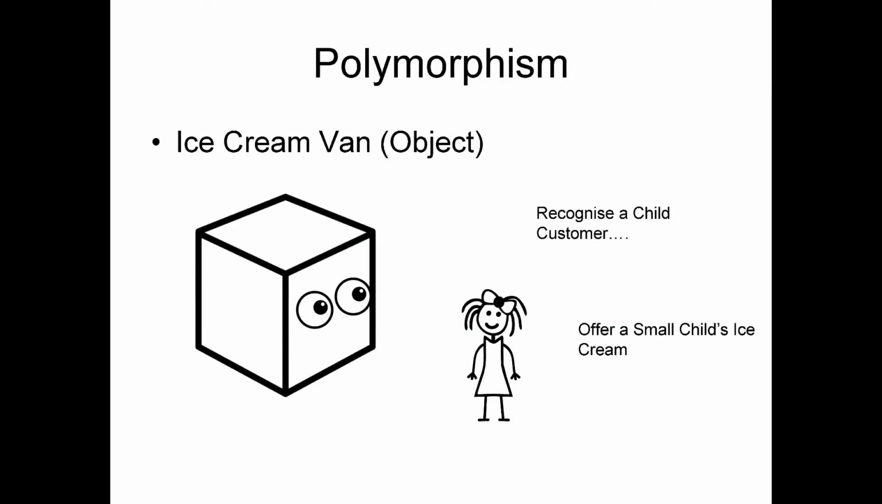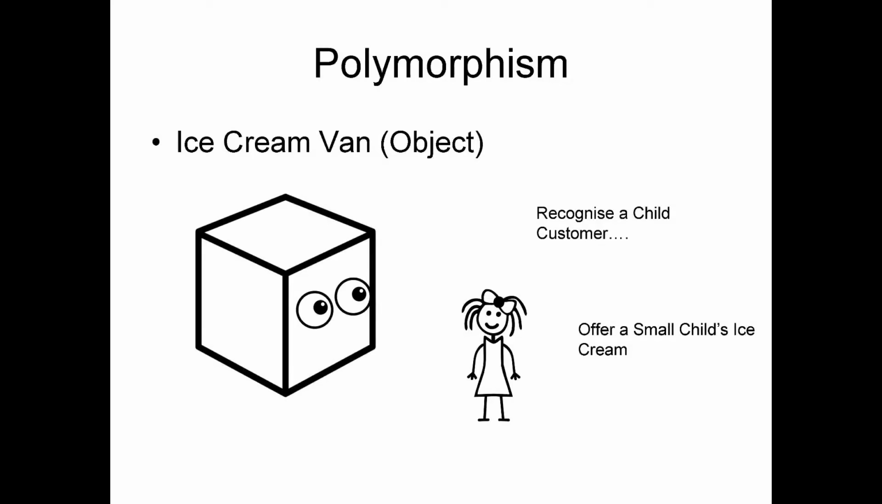So here's my first example. It's an object dealing with another object. One of them is an ice cream van. But what the ice cream van needs to do is interact with other objects, and it doesn't always have to be the same object. The clever thing about polymorphism is an ability to recognize another object and treat it differently depending on which object it is.